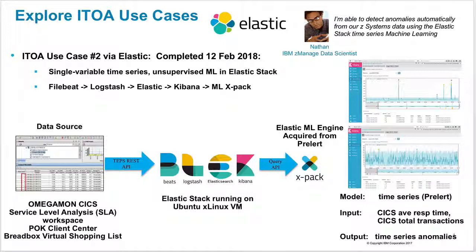The inputs to machine learning are going to be CICS average response time and total transactions, and the machine learning product from Elastic Stack looks for time series anomalies.